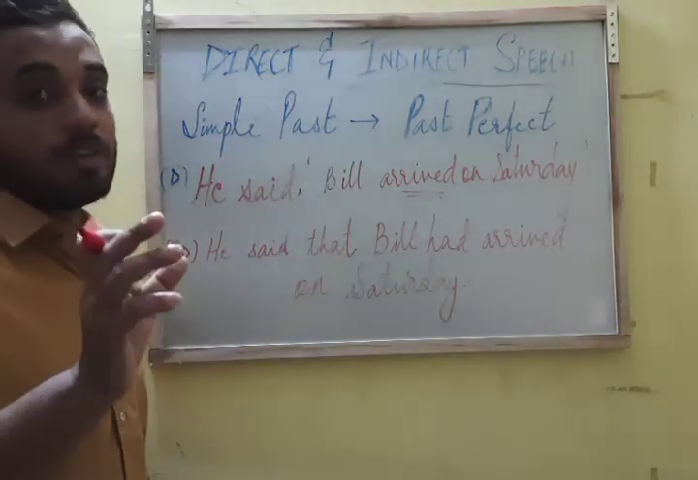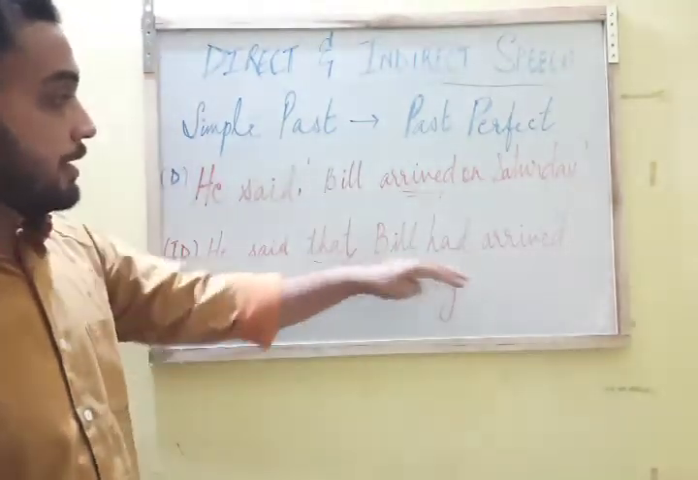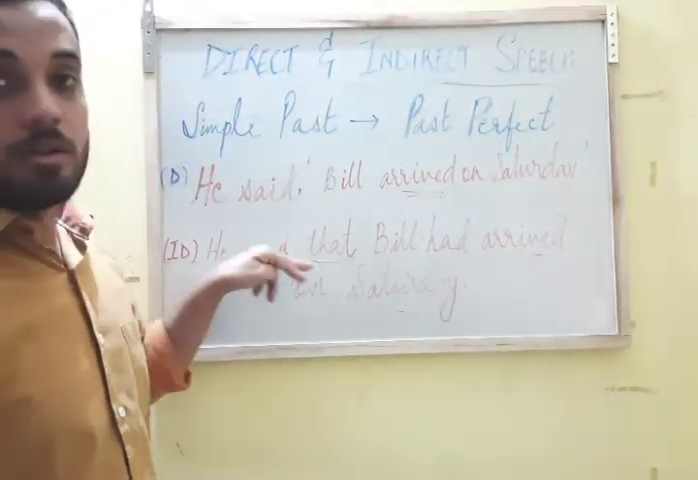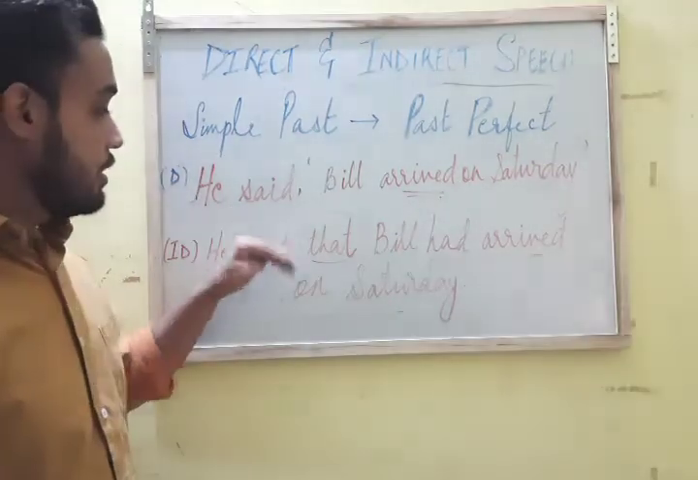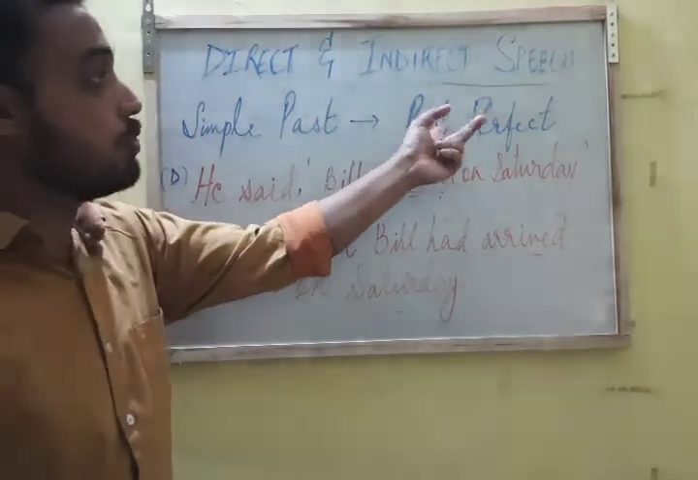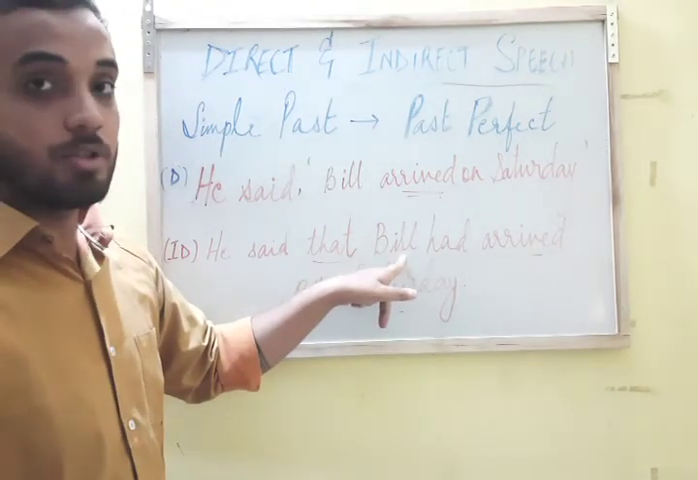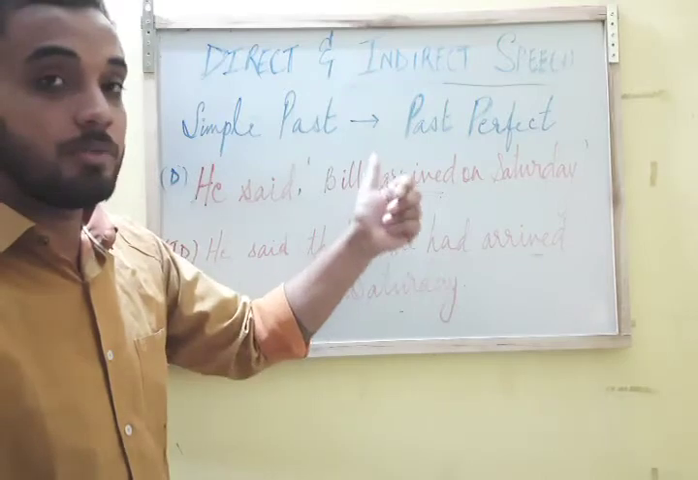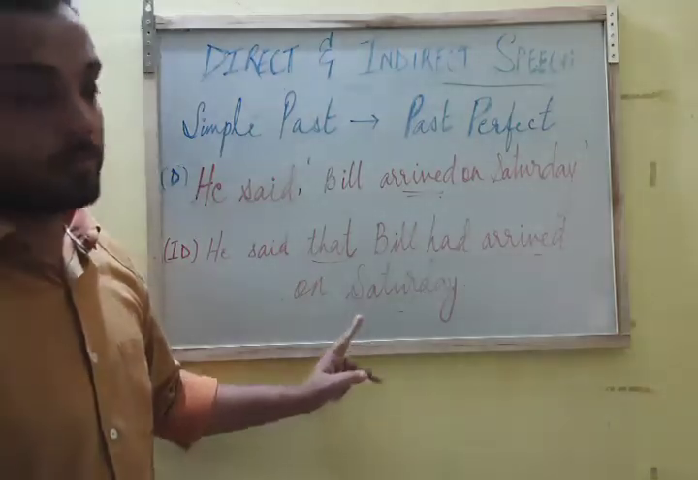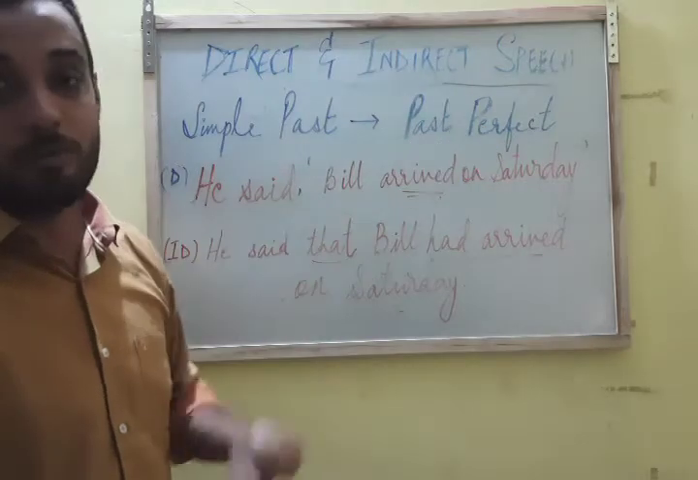We use that to join the sentences, and it acts as a conjunction, between the reporting verb and the reported speech. He said that. Now come to the direct speech, and we have to change it into past perfect. So now it becomes: he said that Bill had arrived on Saturday, subject plus had plus past form of the verb. Now your sentence becomes indirect speech and has changed to past perfect tense.